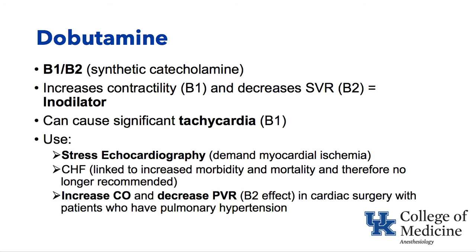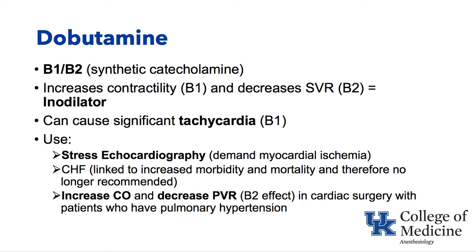Dobutamine is often used during a stress echocardiography where a patient is imaged and then a dobutamine infusion is started. As the dobutamine infusion goes up in increasing dosages, it increases myocardial oxygen demands and may result in myocardial ischemia, as evidenced by regional wall motion abnormalities such as severe hypokinesis or akinesis. Dobutamine used to be used in patients with congestive heart failure, but it's been linked to increased morbidity and mortality and therefore no longer recommended for chronic use in CHF.